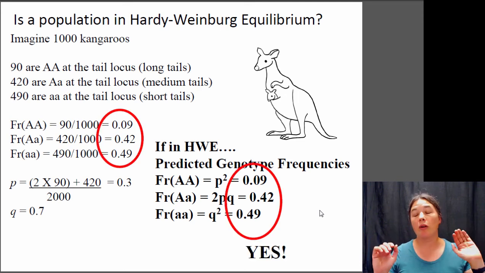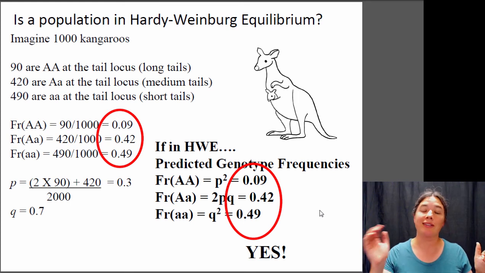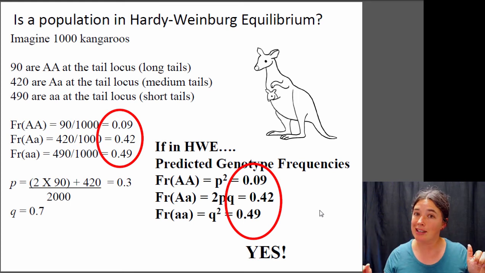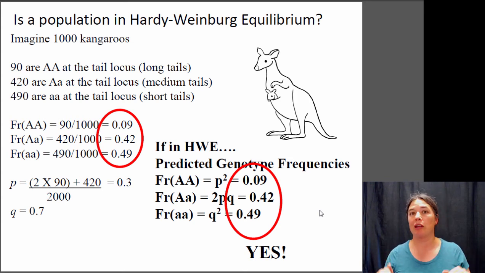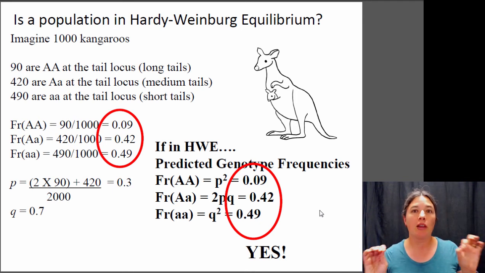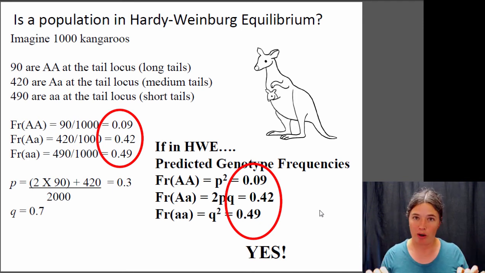When your observed genotype frequencies are the same as your predicted genotype frequencies, the population is in Hardy Weinberg equilibrium. If your observed genotype frequencies are different than your predicted genotype frequencies, the population is not in Hardy Weinberg equilibrium.